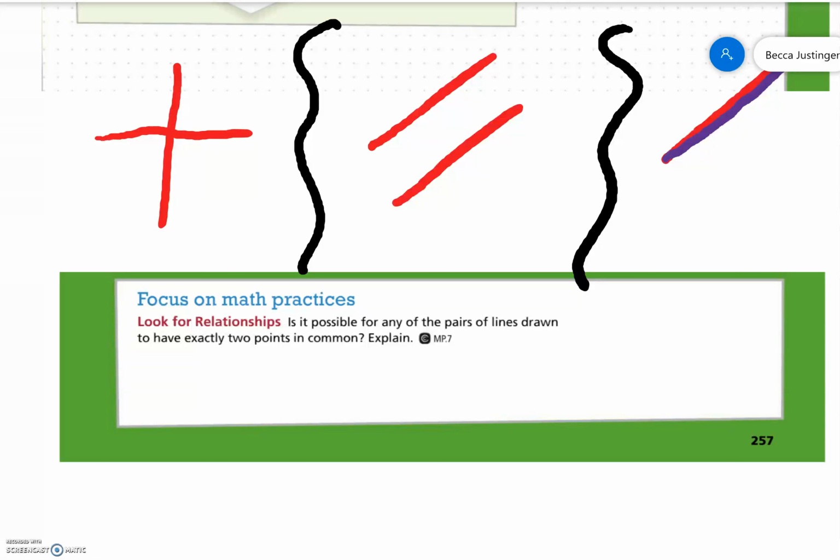Is it possible for any of the pairs of lines you drew to have exactly 2 points in common? Explain. There's no way to draw 2 lines that have 2 points in common, because in order for that to happen, one would have to be a straight line and one would have to be a curved line. That's how you would get those 2 points of intersection. But the curved one is not a line at all.